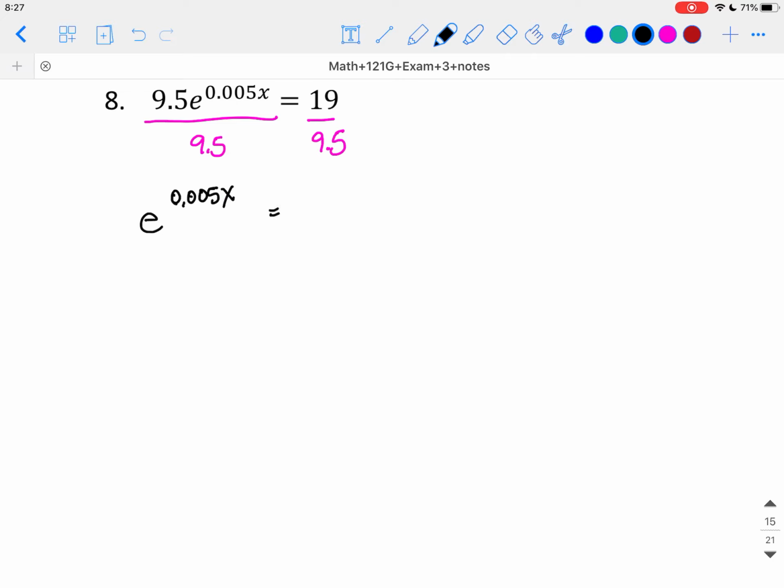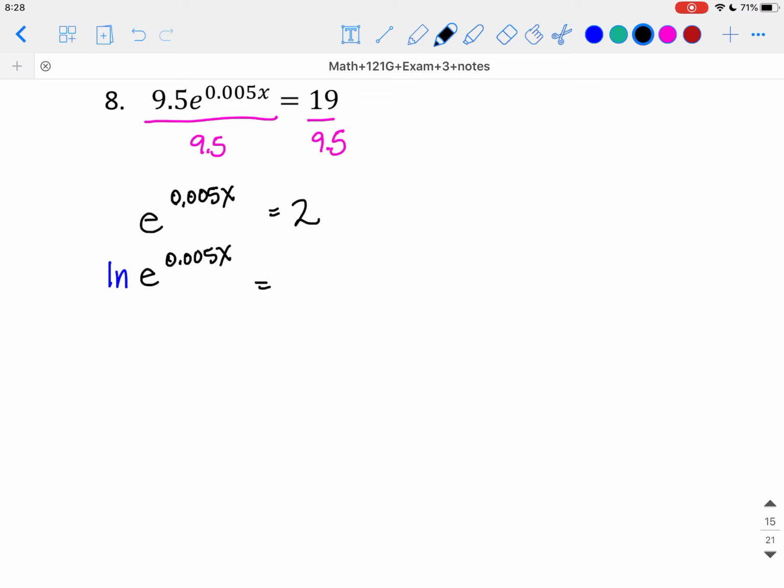And so we're left with e to the 0.005x is equal to 19 divided by 9.5, which if you do it on your calculator is 2. And so again, my exponent has the variable in it, and to get rid of an exponent, you're going to take the log given the base that you have. Well, the base is e. So this log base e has a special name. It's the ln.